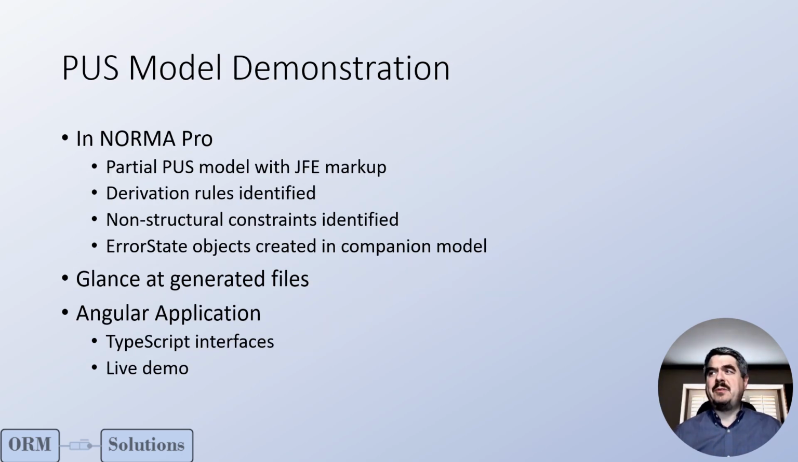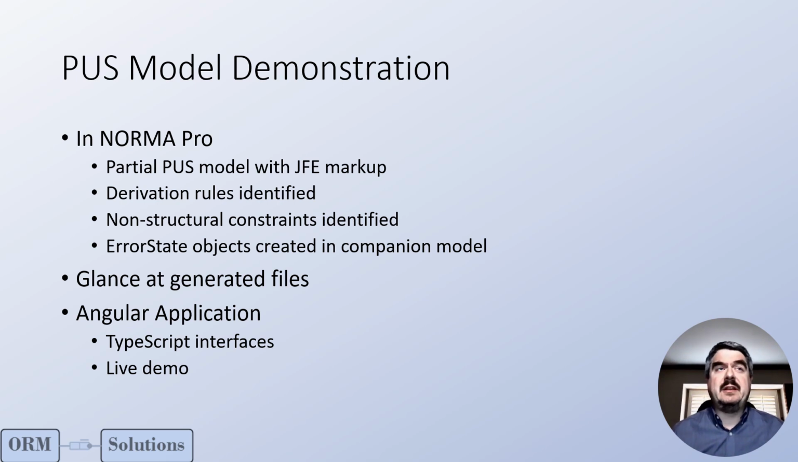So the rest of this presentation is going to be a screen share live demonstration of a PUS model. This was a partial model that we added JFE markup to. It also has a hierarchy in there, but we're not using the hierarchy in this demonstration. Here we want to look at derivation rules that we need to add to the system. So that's one set of rules we'll be adding.